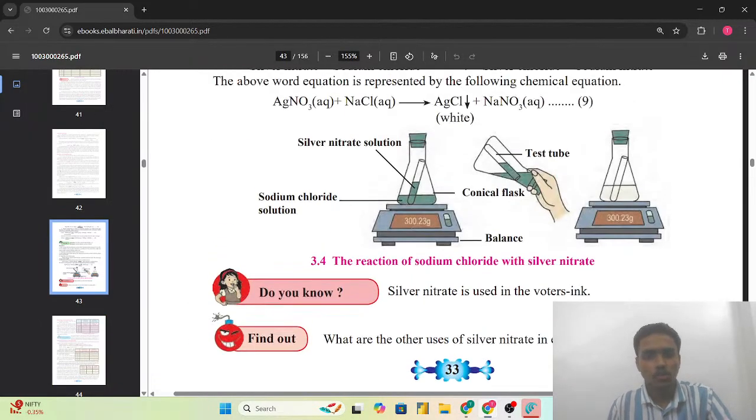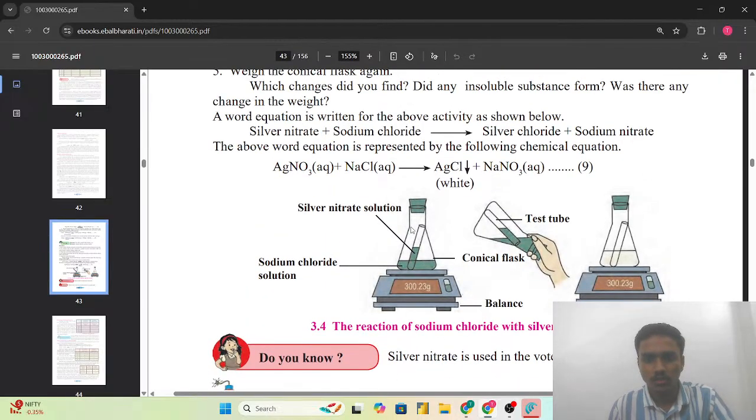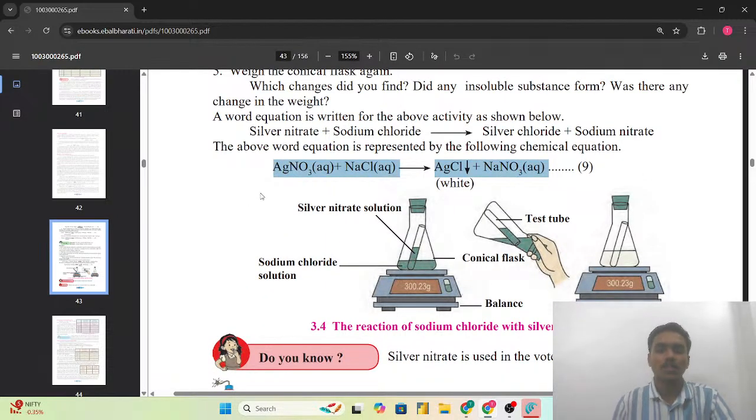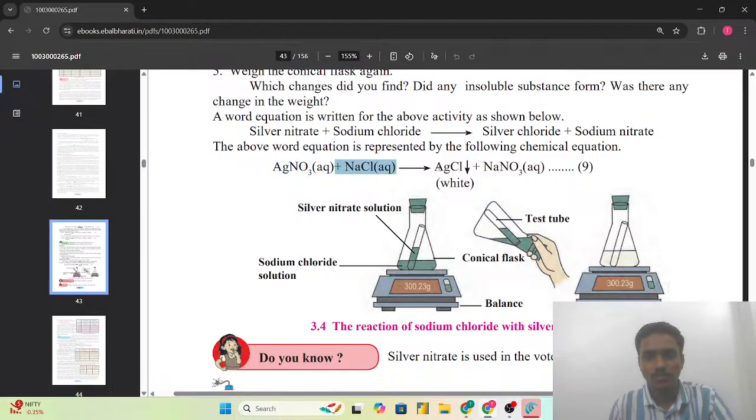equation 9. So equation 9 जो कि हमने यहाँ पर देखी थी, this is the equation 9. That is AgNO3, that is the silver nitrate, NaCl aqueous, when combined gives AgCl, that is silver chloride, and NaNO3, that is the sodium nitrate. So this we have seen, the chemical reaction.